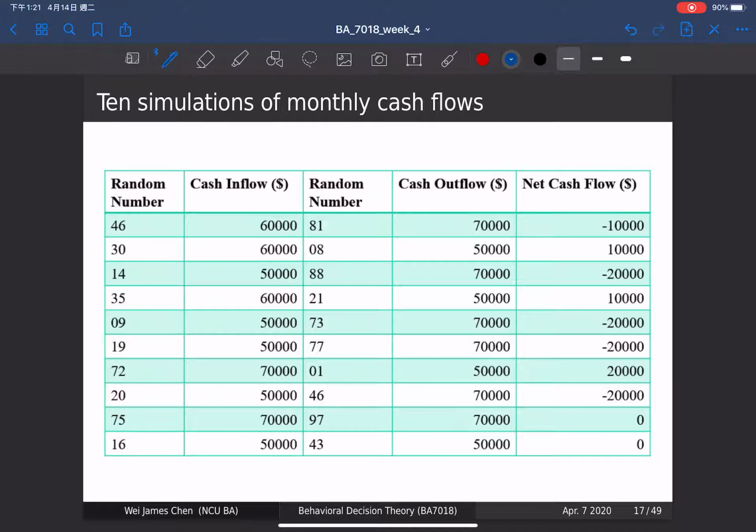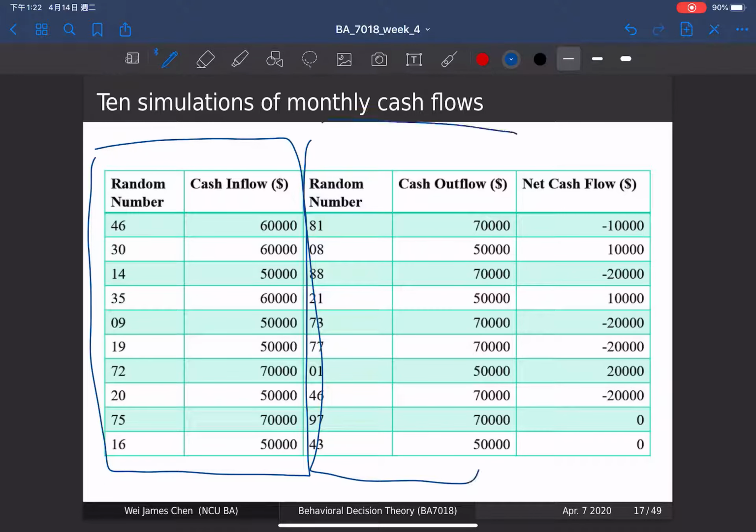Okay. So this is when you actually roll two dice and get a lot. So you don't roll the dice just once. Okay, so you roll the dice. Here you roll the dice for inflow. Here you roll the dice for outflow.